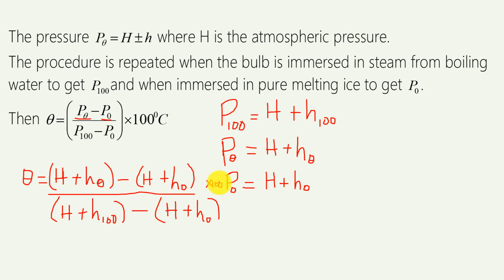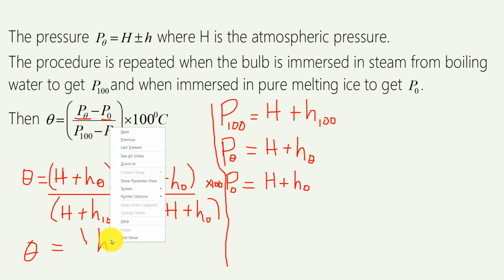I didn't leave the space, but you can see what I'm doing here. So now when you simplify this part, you're going to end up with theta equals to H. We can write H. Oh, let me rub this a little bit.